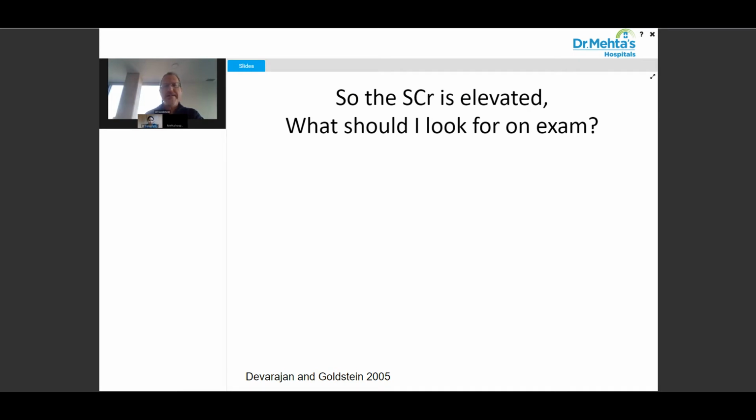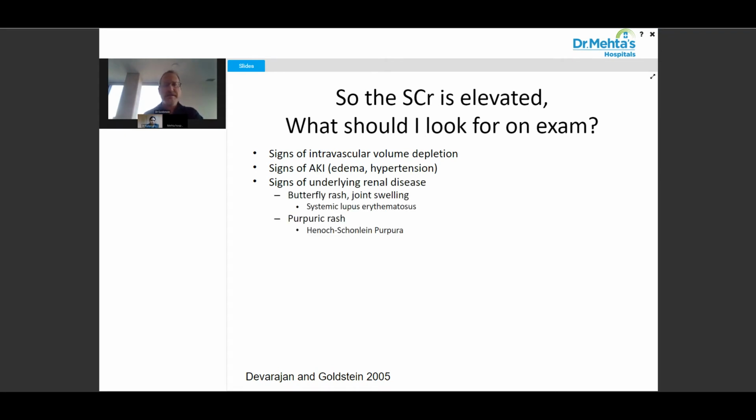So the creatinine is elevated. What should I look for on exam? Signs of volume depletion, signs of AKI like edema and hypertension, signs of an underlying kidney disease for glomerulonephritis, fever, macular rash, palpably enlarged kidneys for small infants, and signs of obstruction.